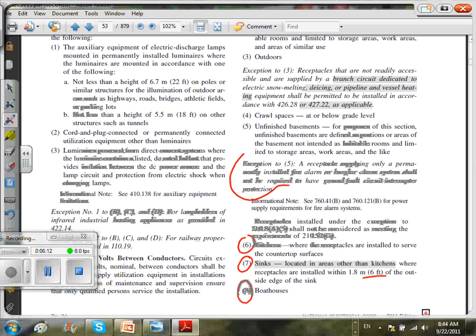I want to highlight this exception here. I don't know how many of you guys have seen it. If you have a receptacle in your basement dedicated for the security system, one receptacle dedicated for your security system, then you don't need GFCI protection for it. Any question, guys, about the location of the GFCI protection?